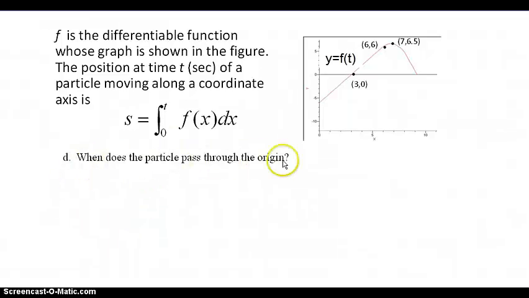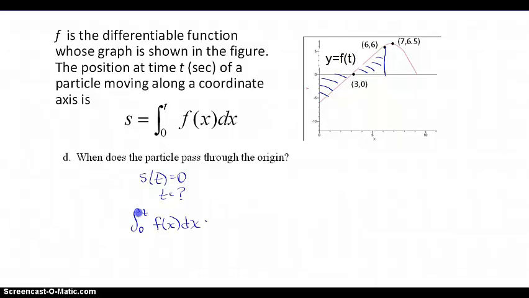Part D, when does the particle pass through the origin? The particle will pass through the origin when s equals 0. All right? The particle will pass through the origin when s of t equals 0. We're not looking at the graph of s. We're looking at the graph of f, or s prime. And so we're going to need to prove that we're looking for a t value where the accumulation under this function equals 0.